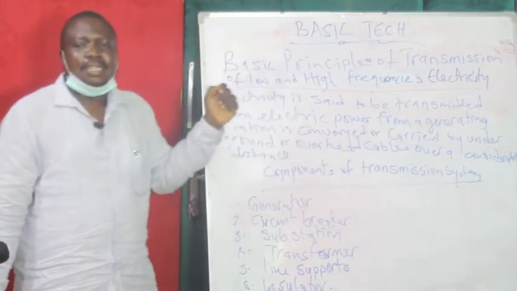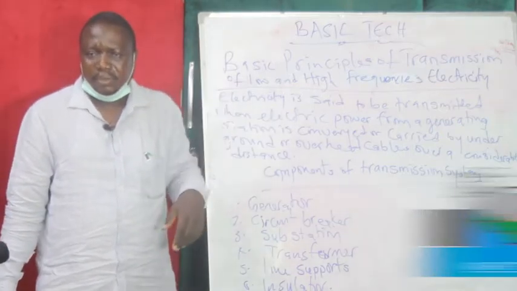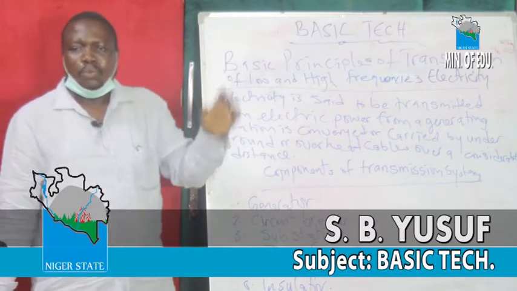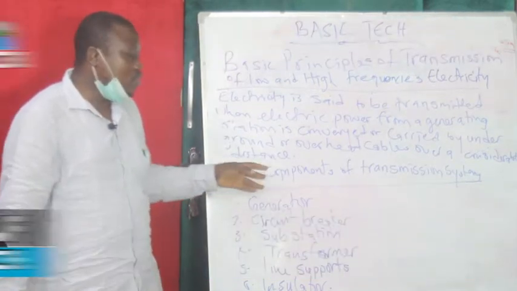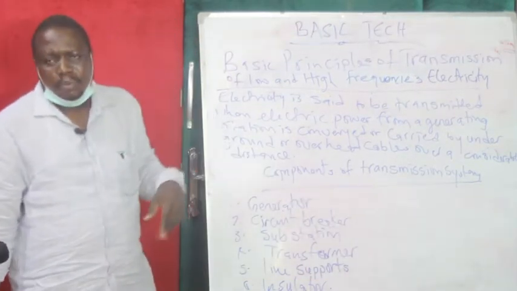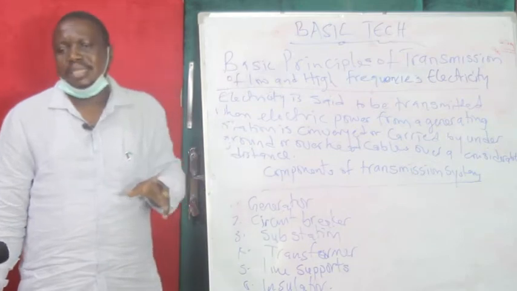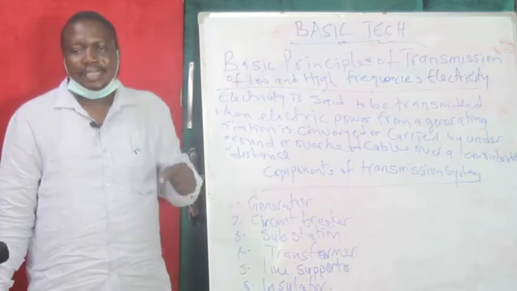When this electricity is generated from the generating station, it has to go through some processes, and that process is what we call the components of transmission system. These components are extremely important. Without this component, there is no way you will get electricity in your house.